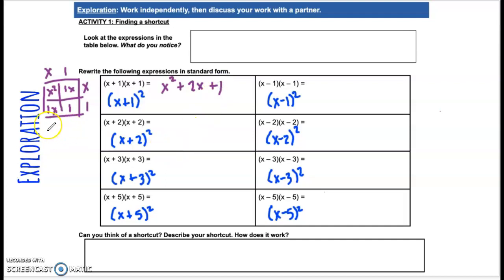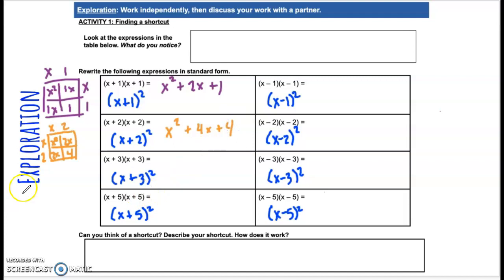All right, and let's do the same thing with our next one. I've got x and 2 and x and 2. So I end up with x times x is x squared, 2 times x is 2x, 2 times x is 2x, 2 times 2 is 4. So I've got x squared plus 4x plus 4.